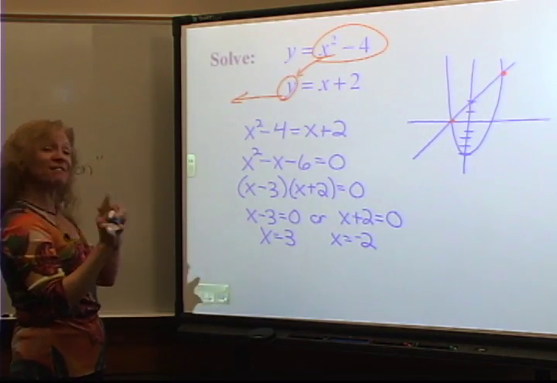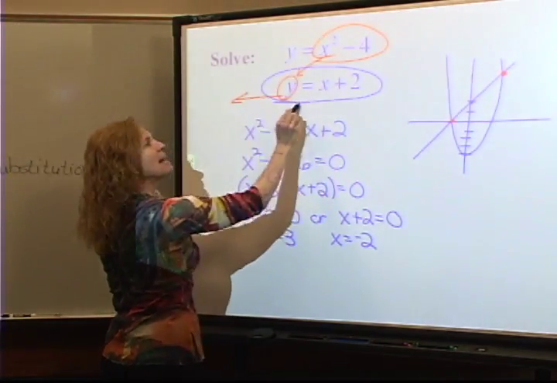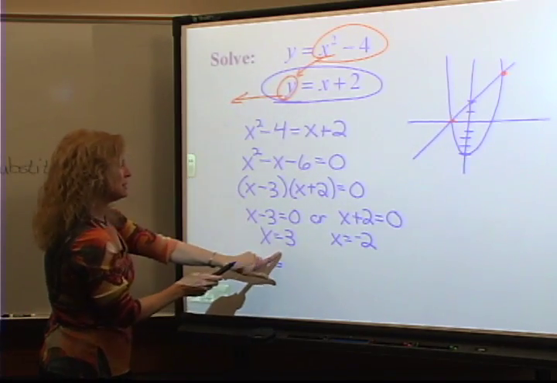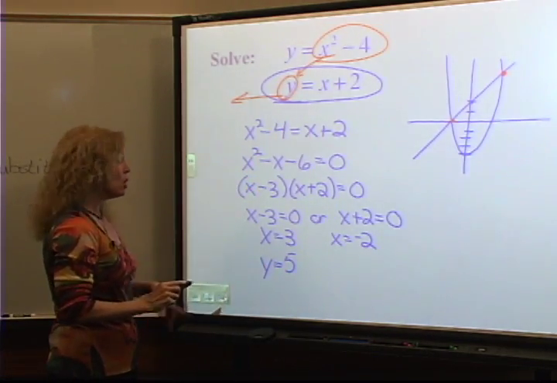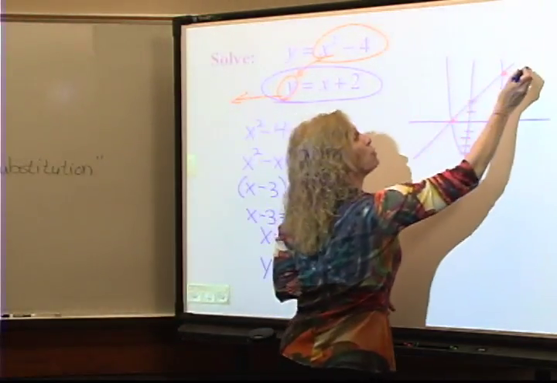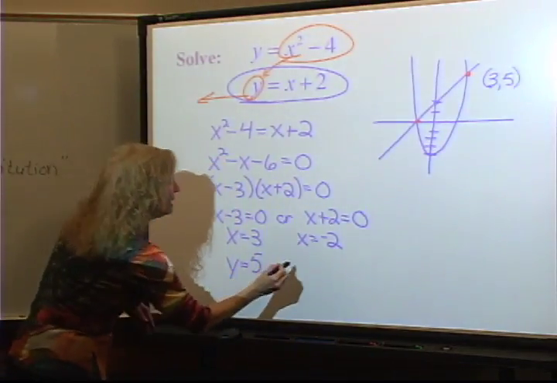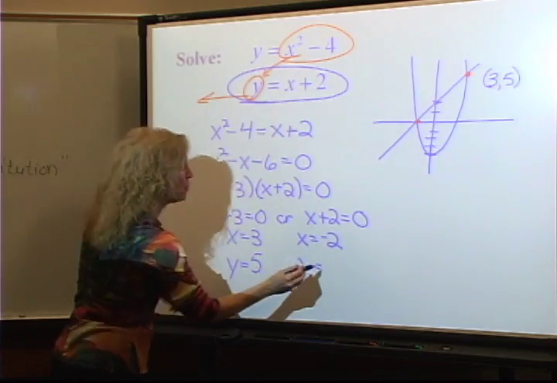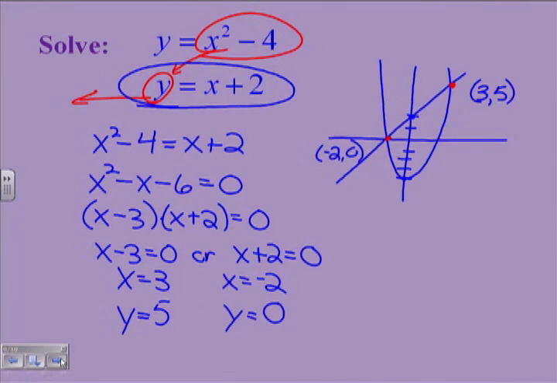Now, I'm not done. I need to find the y-coordinate, and I can use either equation. This guy looks easier to me. So I would say y equals 3 plus 2, y equals 5. So I have one solution of (3, 5). Seems very reasonable. And here, if I put the -2 in, -2 plus 2, y is 0. (-2, 0). I had 2 solutions, and there they are. That's kind of neat.